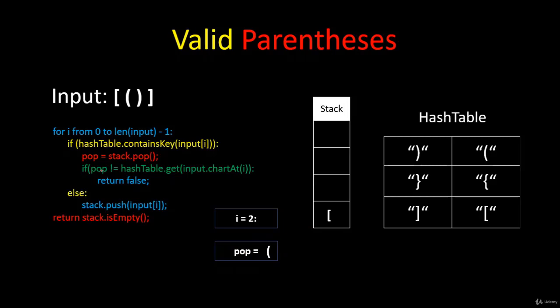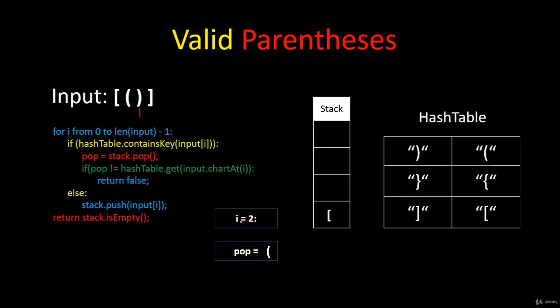And here we're going to check, does pop, in this case this bracket, not equal hashtable.get(input[i]). input[i] is this bracket, right? We have it in our hash table, and the value against this bracket is this opening bracket. So this bracket and this bracket are a match. So it will not return false.